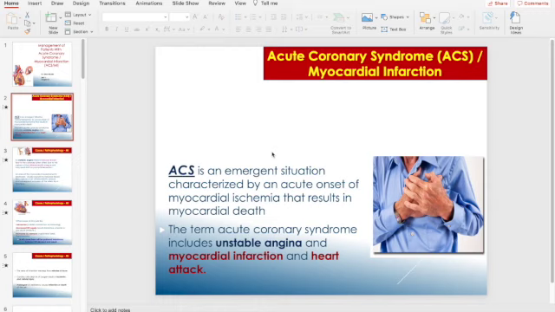Acute coronary syndrome is an emergent situation characterized by an acute onset of myocardial ischemia that results in myocardial death. Previously we spoke about atherosclerosis and angina, and we said angina may develop to myocardial infarction. Acute coronary syndrome includes unstable angina, which may develop to myocardial infarction. The term acute coronary syndrome could refer to unstable angina or myocardial infarction, or heart attack.